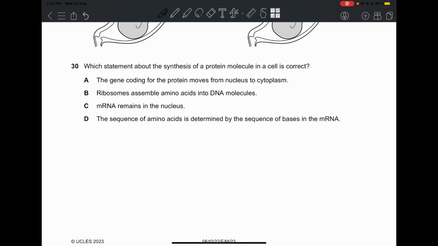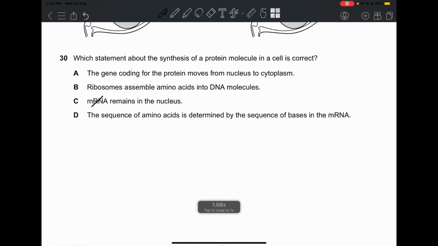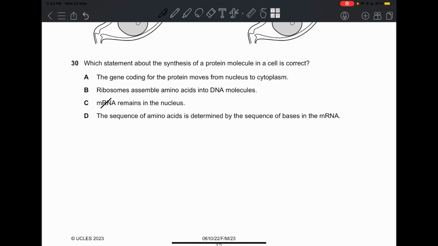C, mRNA remains in the nucleus. This is incorrect because the DNA is the only thing that remains in the nucleus. D, the sequence of amino acids is determined by the sequence of bases in the mRNA. This is, of course, correct because the mRNA is a copy of the bases on the DNA that are needed to produce proteins. So this is the correct answer.